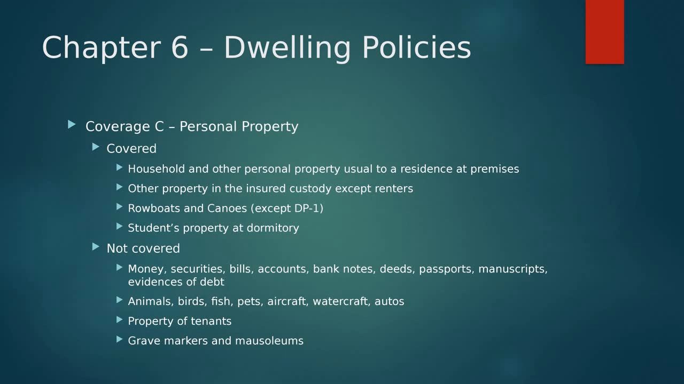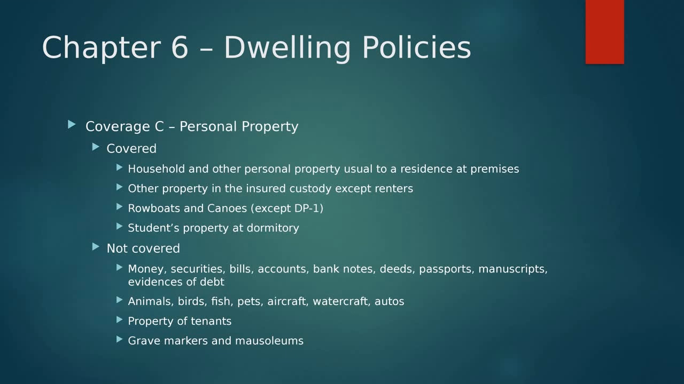You can cover rowboats and canoes. Obviously, they won't be able to be covered by the windstorm or hail, and they cannot be covered under coverage form for a DP1. One thing that you do get under both homeowners and dwelling for personal property is they will cover your student's property while it is at the dormitory in college.